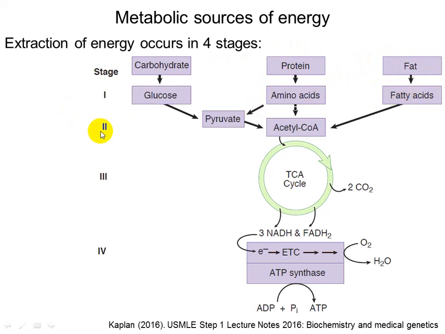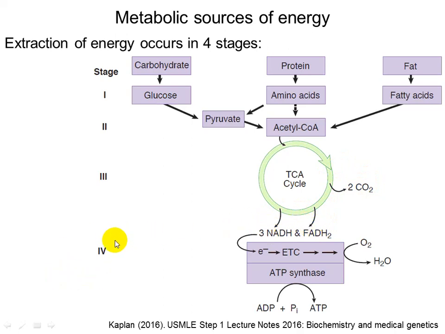In stage 2, small building blocks are metabolized through various metabolic pathways and converted to a common intermediate, acetyl-CoA. Acetyl-CoA carries 2 carbons. In stage 3, citric acid cycle or TCA cycle, breaks down acetyl-CoA to release 2 carbon dioxide. The energy is conserved in high-energy compound NADH and FADH2.